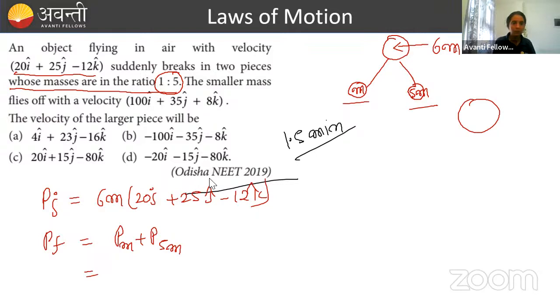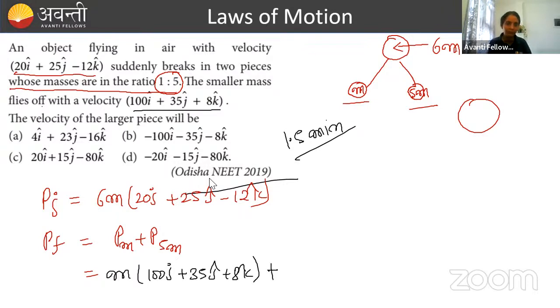How much will this be? Look in the question, the velocity of one is given: the smaller mass flies off with this velocity. So m into 100 i cap plus 35 j cap plus 8 k cap you will write. Plus, what will you do? Momentum of 5m mass. So what will be its momentum? Its mass is 5m, its velocity is not given. So let's assume its velocity is x i cap, y j cap plus z k cap. Done. So this pi should be equal to pf.